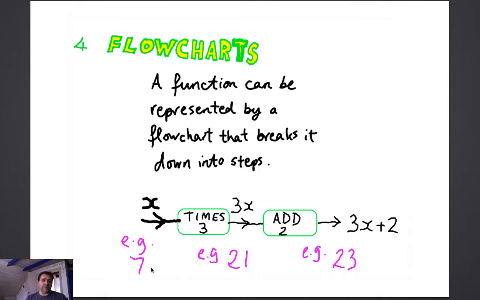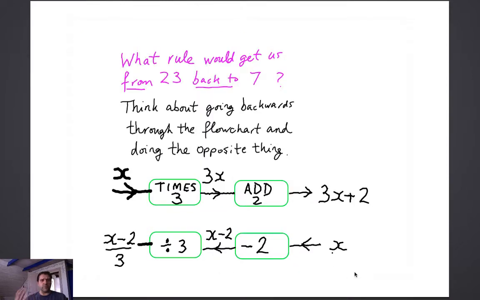So for example, if x was 7, 7 would go into the times 3 box to give you 21, and then 21 would go into the add 2 box to give you 23. So if x was 7, then 3x plus 2 would be 23. So what rule would get us from 23 back to 7? So think about going backwards through the flowchart and doing the opposite thing.